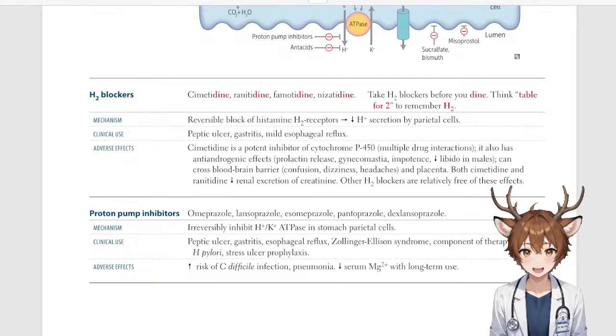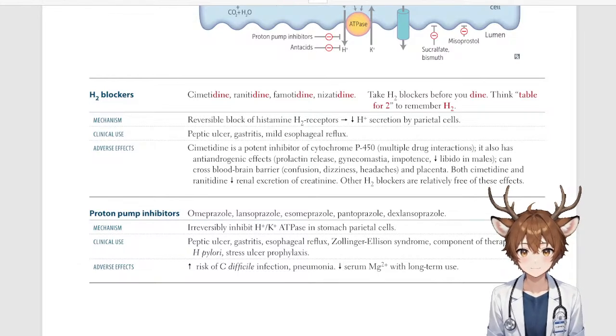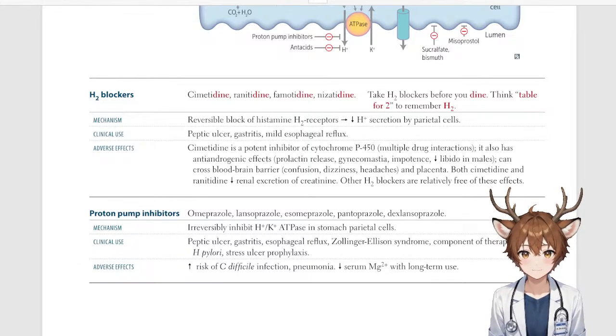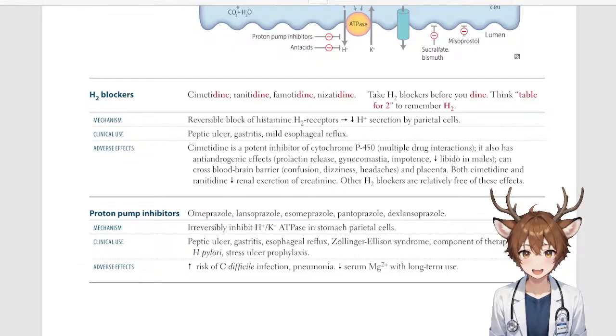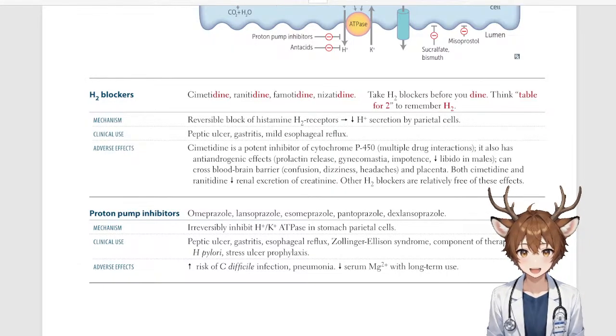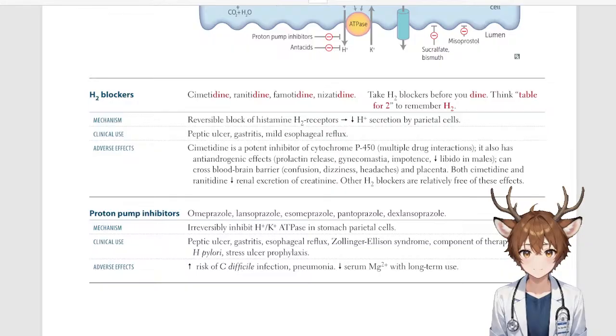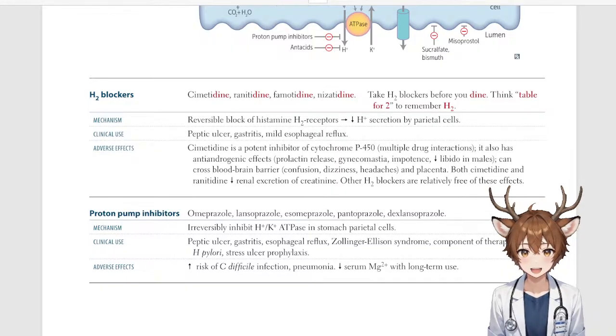Component of therapy for the H. pylori treatment. Stress ulcer prophylaxis. Adverse effects of PPIs: increased risk of C. difficile infection, pneumonia, acute interstitial nephritis, vitamin B12 malabsorption, decrease in serum magnesium, and decreased calcium absorption, potentially leading to increased risk of fractures in older adults.